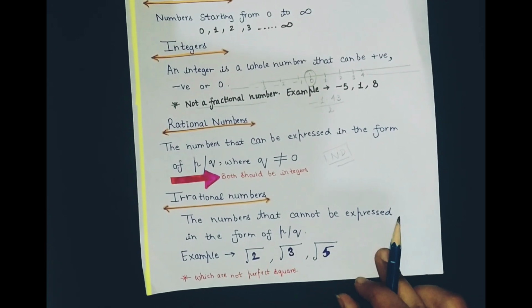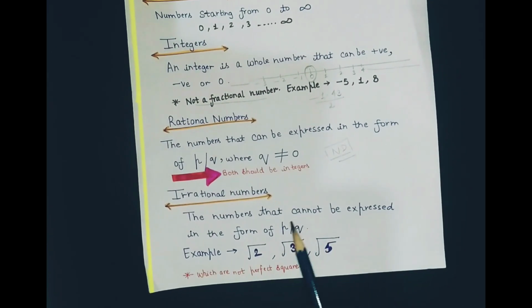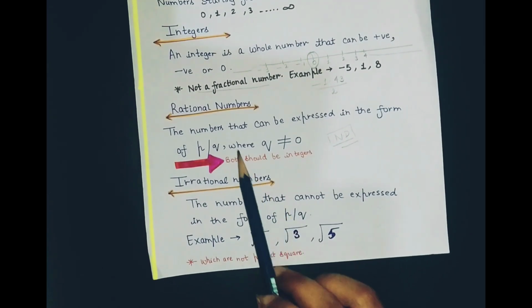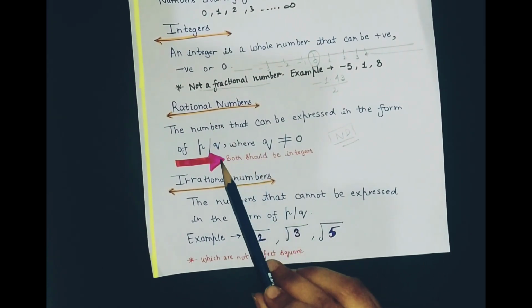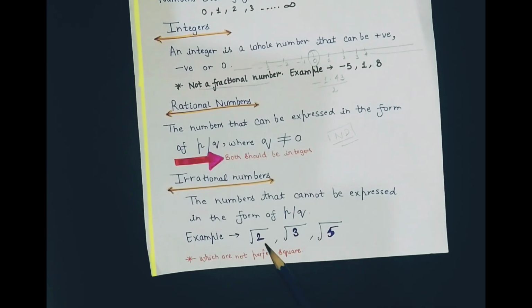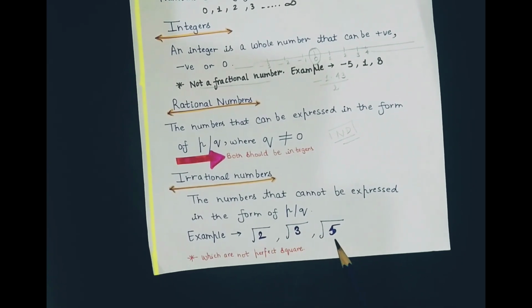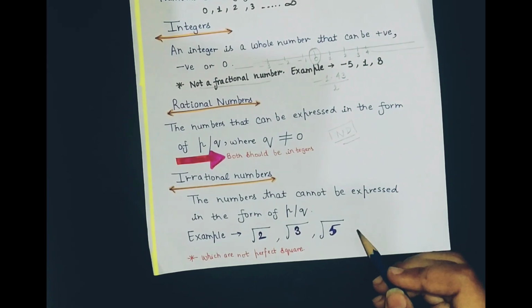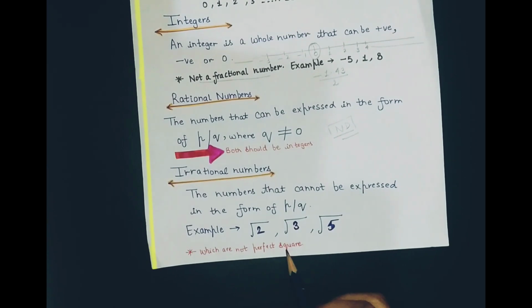What are irrational numbers? The numbers that cannot be expressed in the form of p by q. Rational numbers are the numbers which can be expressed in the form of p by q. Irrational is the opposite, that is, which cannot be expressed in the form of p by q. For example, we have √2, √3 and √5. These are a few examples of irrational numbers, and irrational numbers are the numbers which do not have a perfect square, right? So which are not perfect squares.